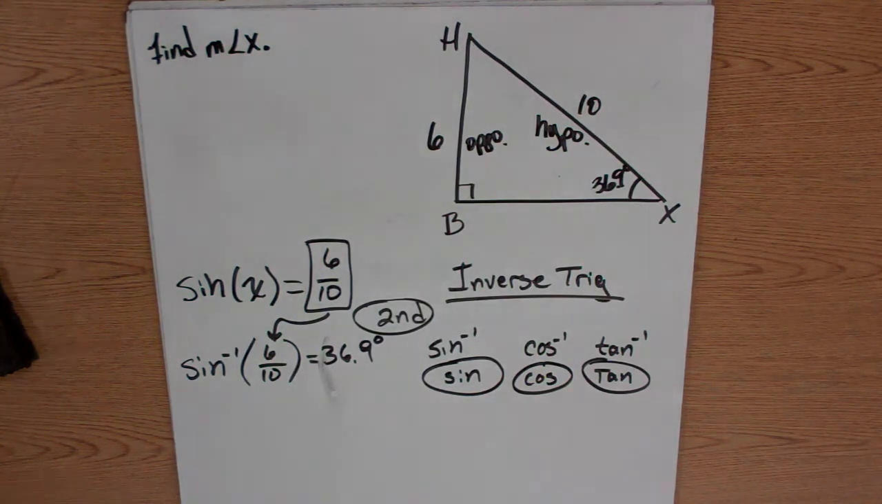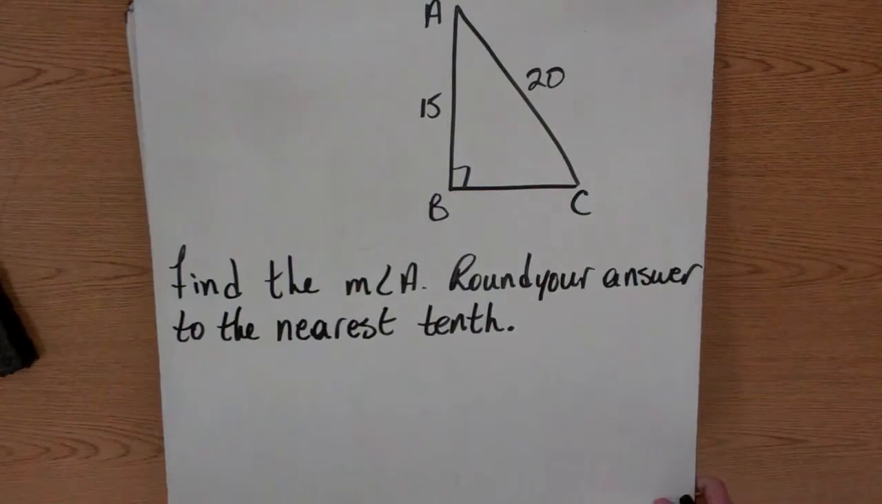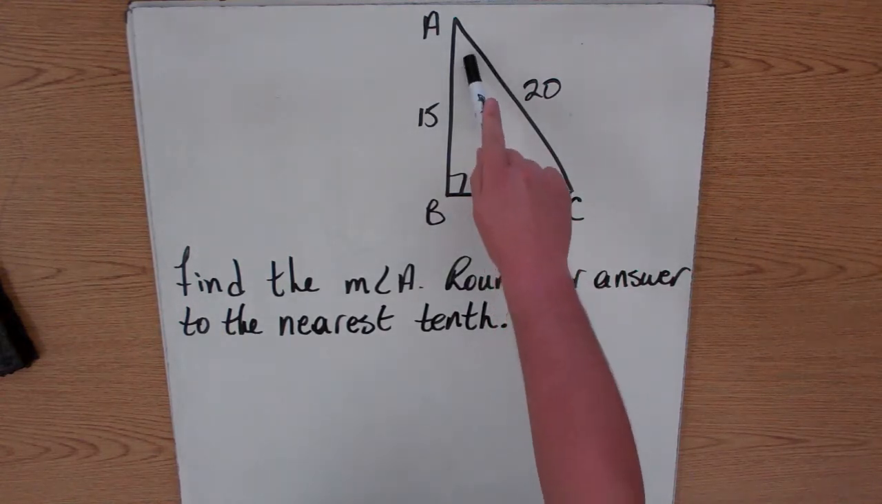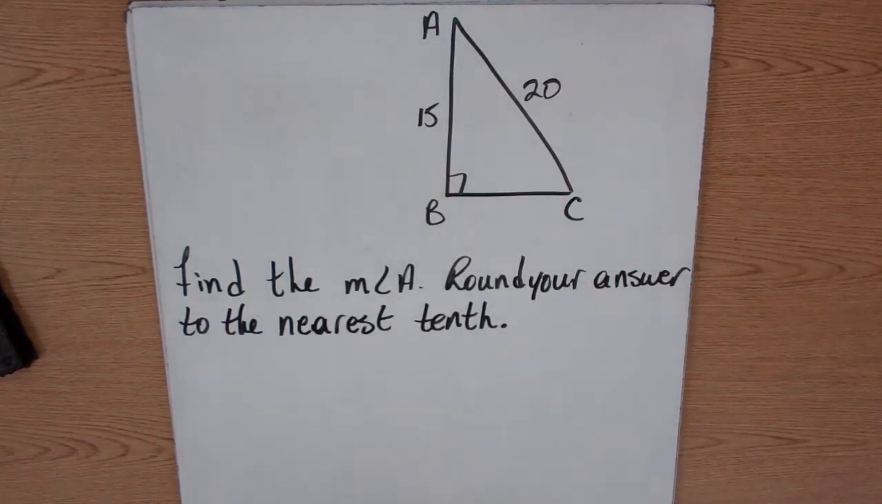Now, I want you to try this one. Just write this in your notes. Keep it in your notes. I want you to find the measure of angle A and round your answer to the nearest tenth. So go ahead and pause the video, take a few seconds and try to figure this out.